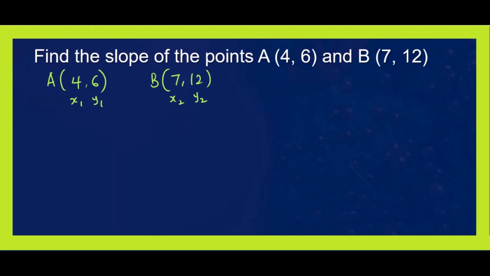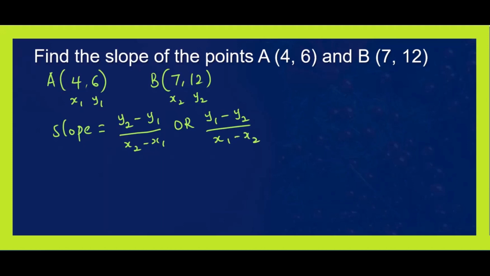So if we need to find our slope, the slope has a formula. Slope equals increase in y over increase in x. So we could write it like this: y2 minus y1 divided by x2 minus x1. Or another way to write this formula, we could say y1 minus y2 divided by x1 minus x2. Any of these formulas you apply, you will definitely arrive at the same answer. So we're going to make use of the first one.